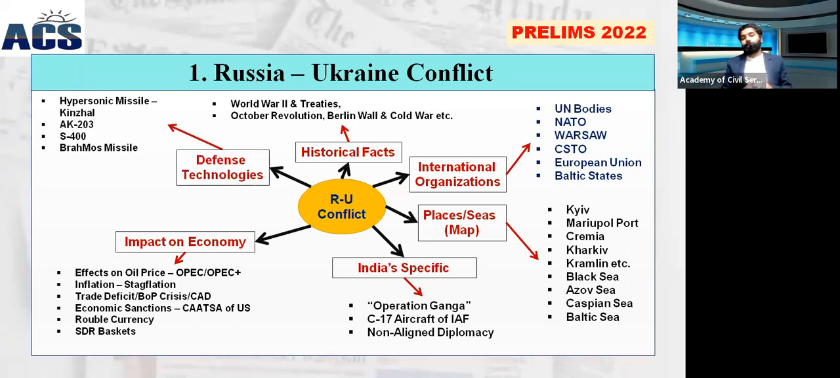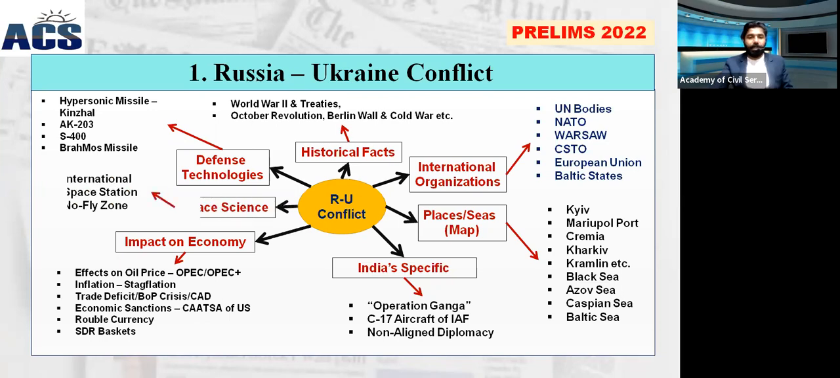Then in the defense and technology perspective, there was news about the Kinzhal hypersonic missile. This is again Russia's hypersonic missile, and Russia claimed that they had deployed the Kinzhal hypersonic missile in order to attack Ukraine. So we can expect a question like which of the following countries developed the hypersonic missile called Kinzhal. Then AK-203, S-400, BrahMos missile. All these were part of Russia-India missile cooperation or defense cooperation. All this defense technology we definitely need to study as part of the defense sector, which is also a syllabus area of our UPSC prelims preparation.